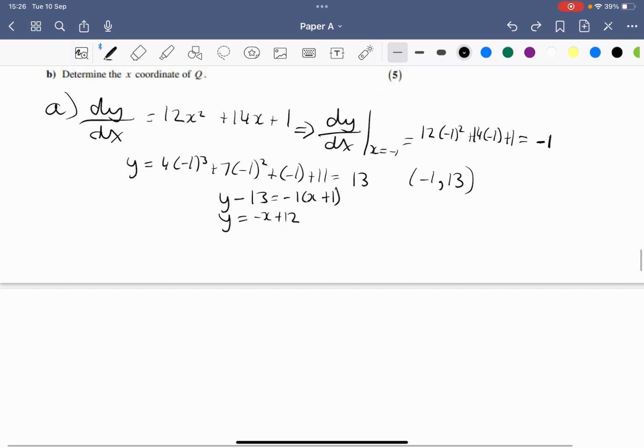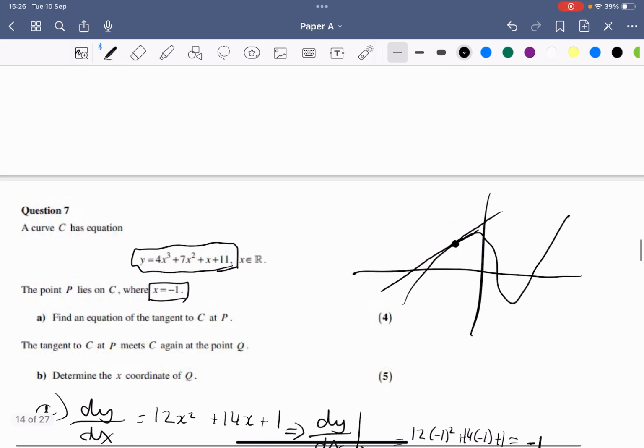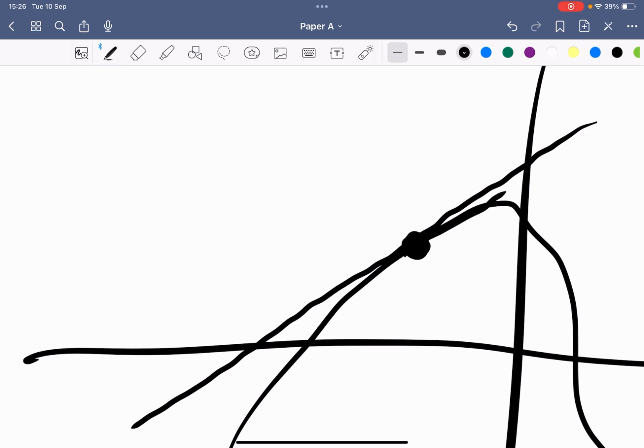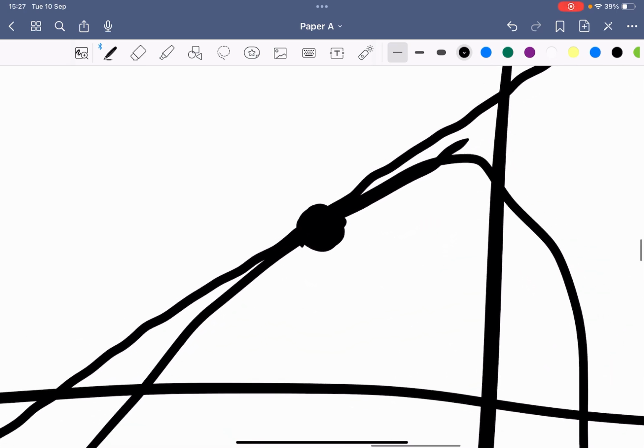Now onto part B. So we're told that the tangent to C at P meets C again at Q. Determine the x coordinate of Q. Now, essentially, what this means is, if this is the curve, the tangent is only the tangent to the curve at one point. Okay, so, as in, it only has the same gradient as the curve at one specific point. Here, it can intercept again, but here they have different gradients. Okay, at this exact point they have the same gradient.